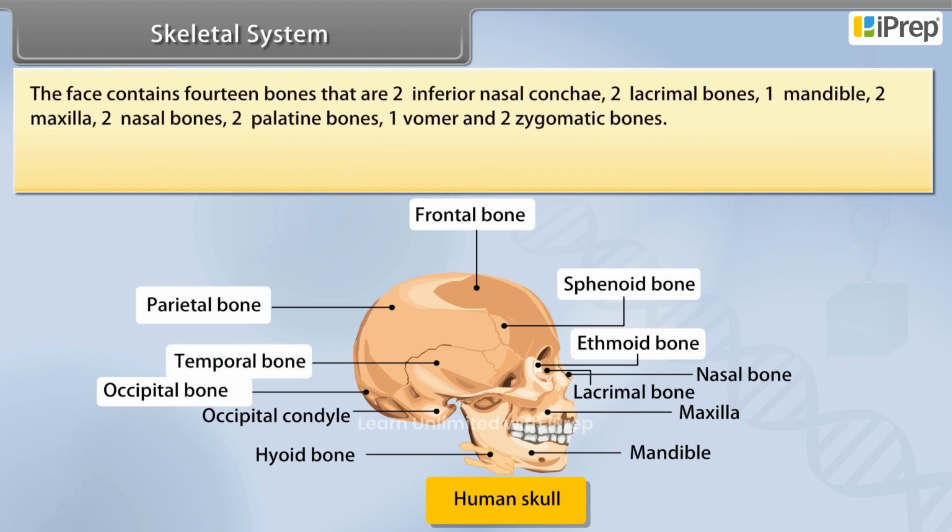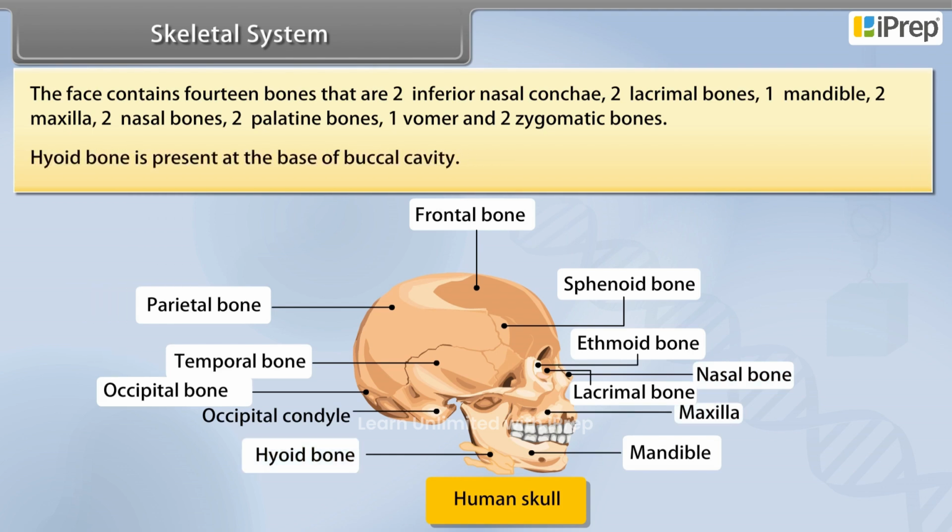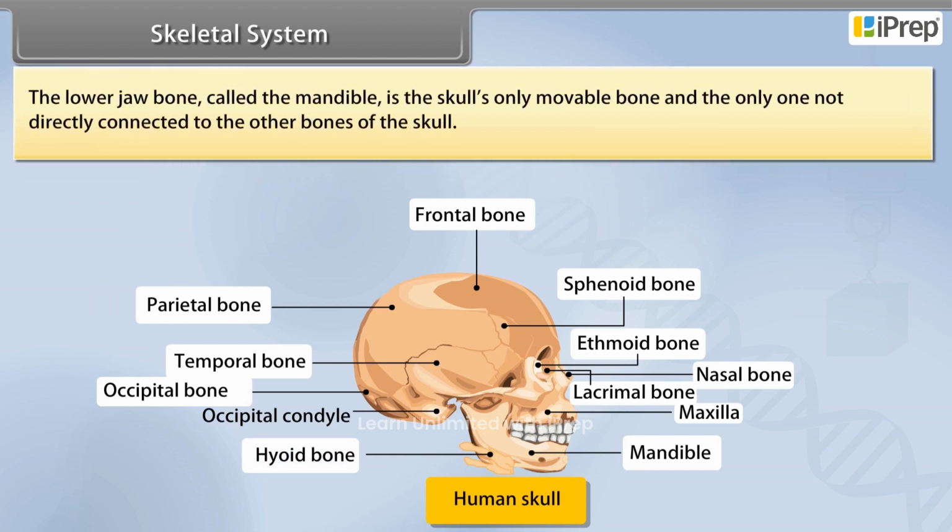The face contains 14 bones that are 2 inferior nasal conchae, 2 lacrimal bones, 1 mandible, 2 maxilla, 2 nasal bones, 2 palatine bones, 1 vomer, and 2 zygomatic bones. The hyoid bone is present at the base of the buccal cavity. The lower jawbone, called the mandible, is the skull's only movable bone, and the only one not directly connected to the other bones of the skull.